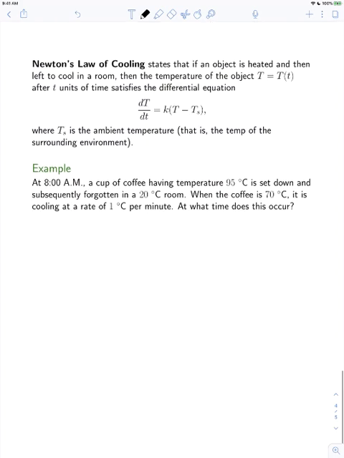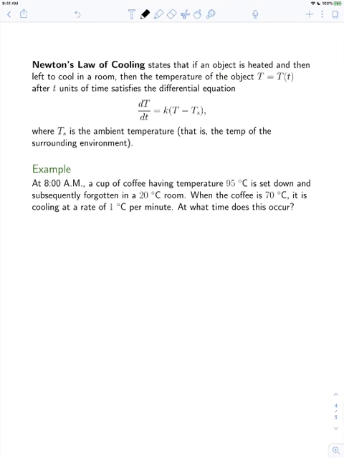The next thing we want to talk about is Newton's law of cooling. Or if you rephrase it, it could be Newton's law of heating. But let's phrase it in terms of Newton's law of cooling. So this law states that if an object is heated and then left to cool in a room, then the temperature of the object, which we can call capital T, after little t units of time satisfies the differential equation that you see here. The derivative of capital T with respect to little t is proportional to T minus Ts.